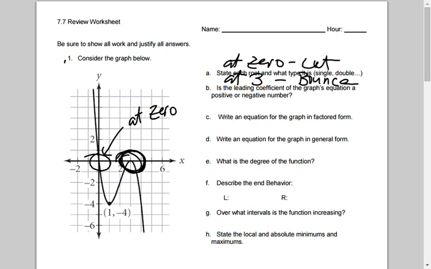Okay. So, is the leading coefficient negative? It's going down on the right. Yep. Negative. Okay. Write an equation for the graph in factored form. So you go y equals negative. Easy to forget, but let's put it in now. And then each of those gets its own root. What was the root for the first one? 0. So I could just say x or x plus 0 if you want to use training wheels.